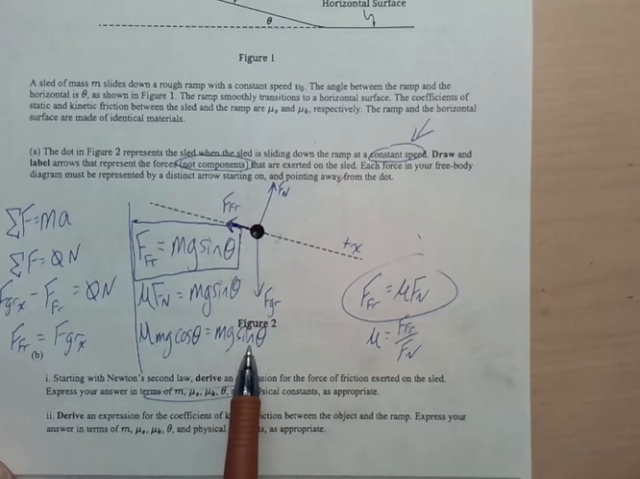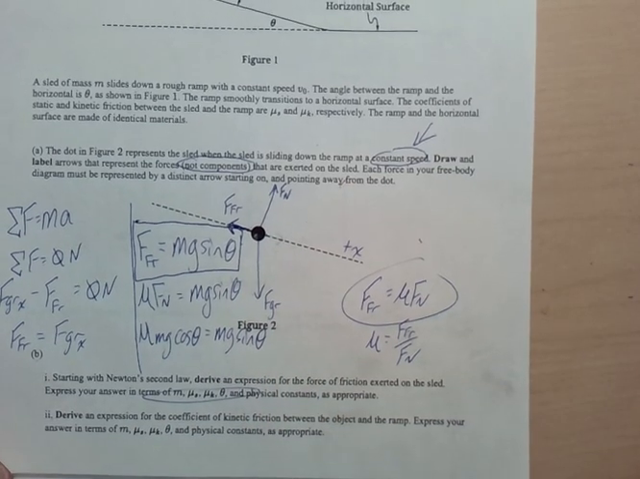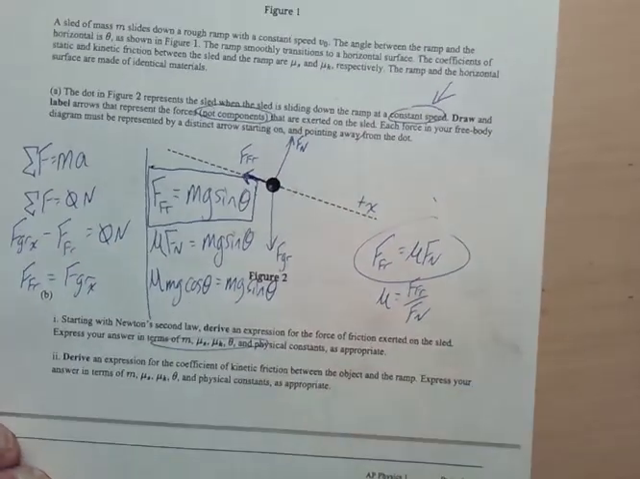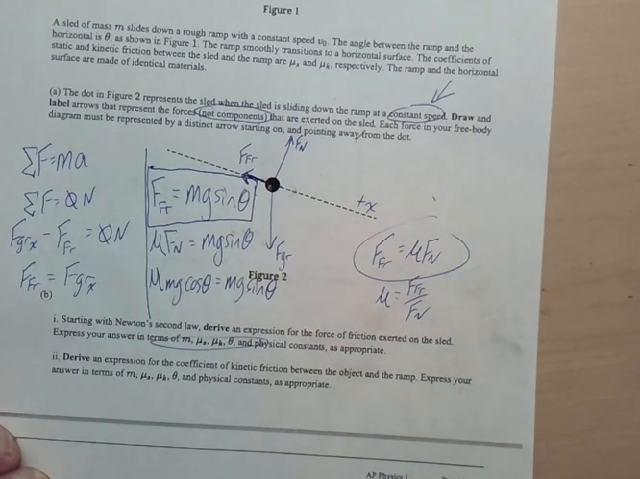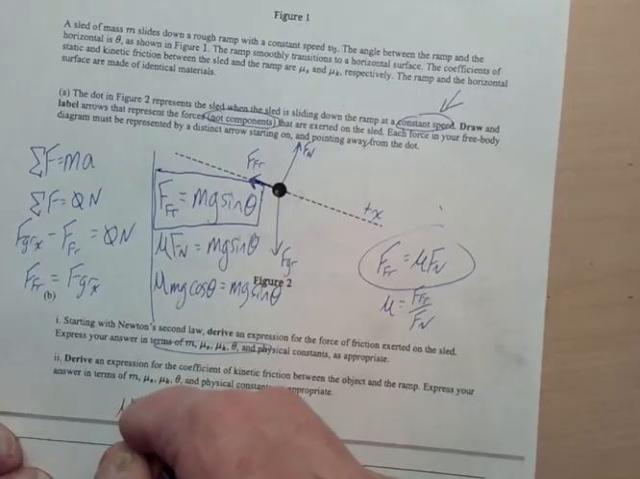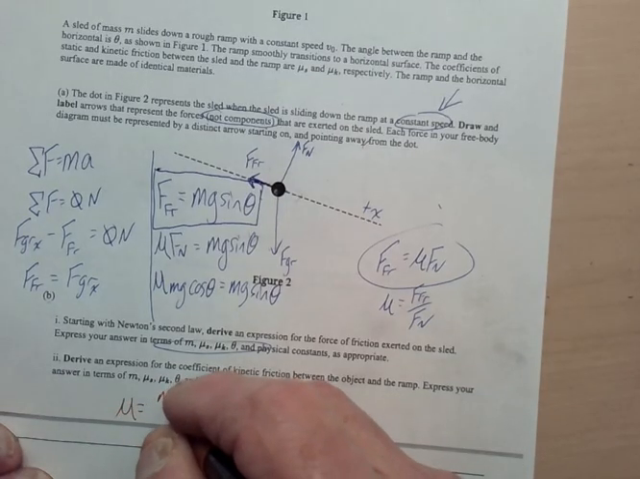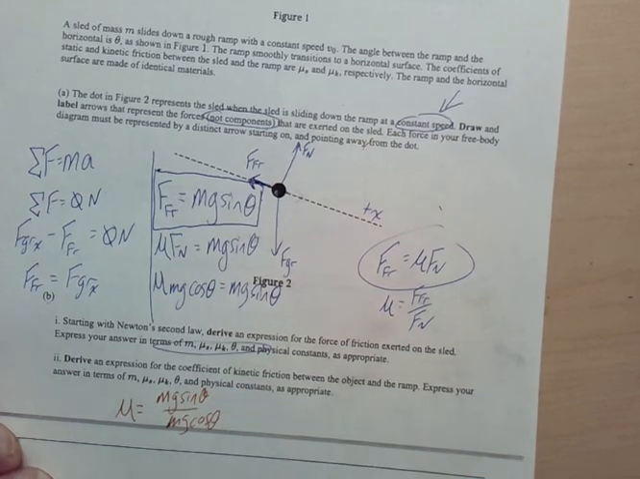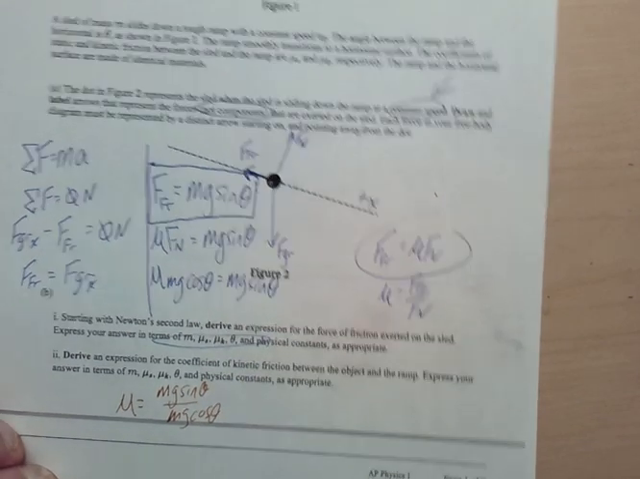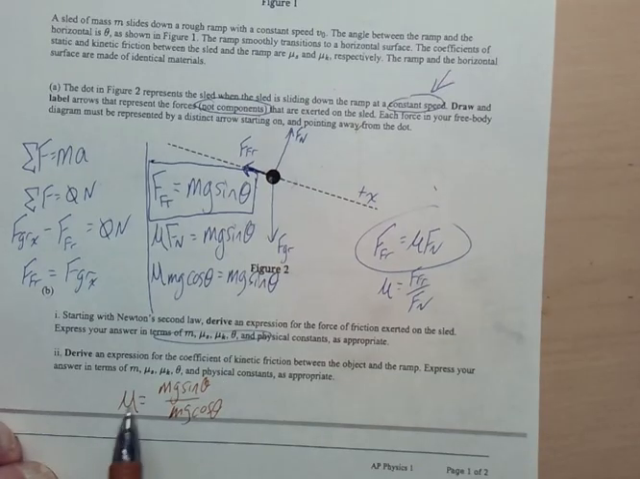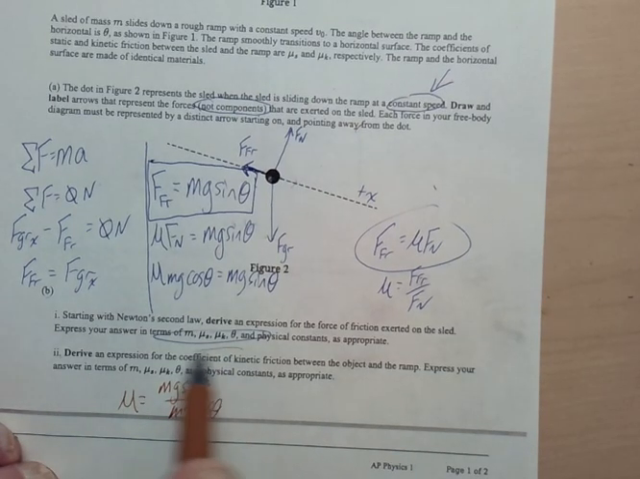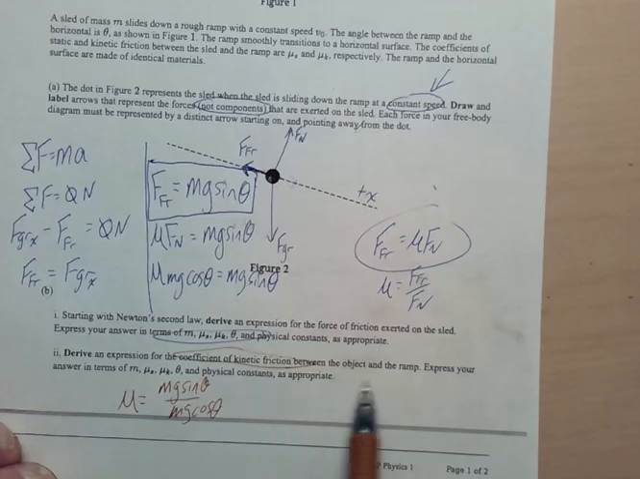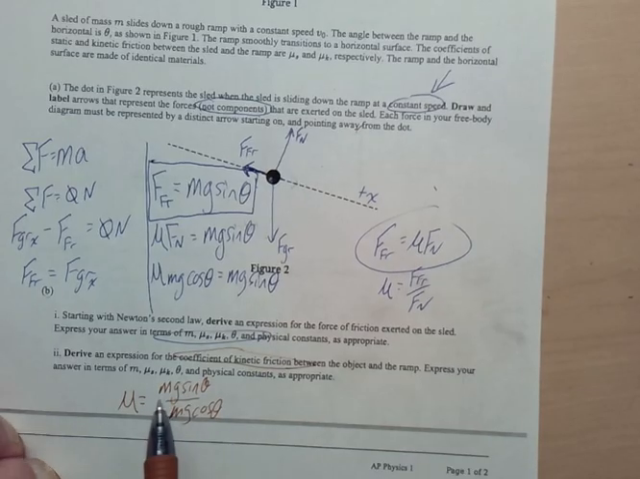That's mg sine theta. Now we're after mu, so I'm just going to go ahead and solve this for mu by dividing by mg cos theta. So mu is mg sine theta over mg cos theta. And you could leave it just like that, and they would give you full credit because here, derive an expression for the coefficient of kinetic friction, mu, in terms of m, theta, and physical constants. There's nothing here that's not allowed.